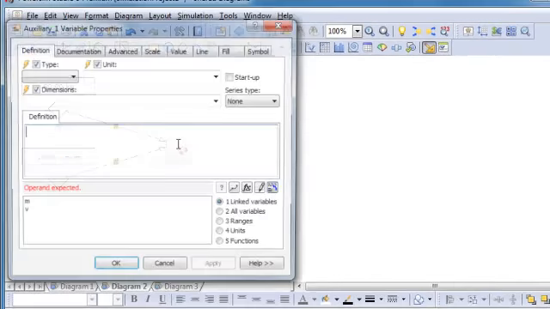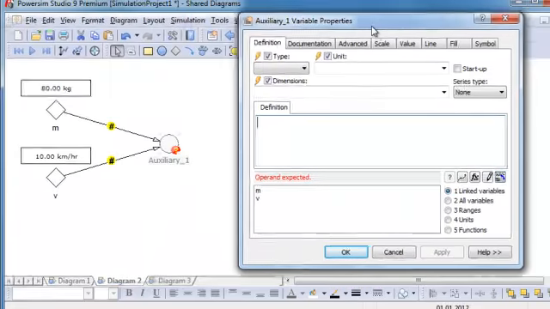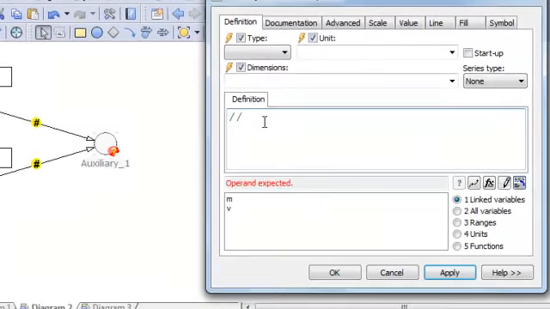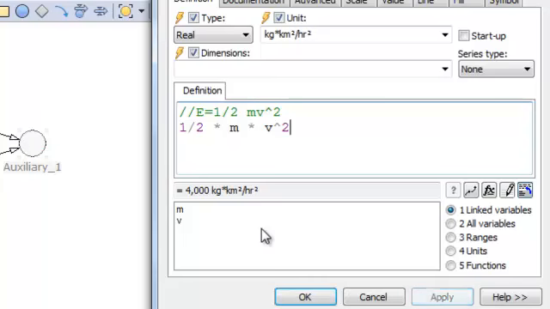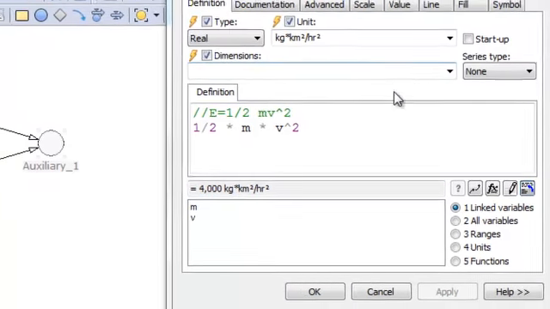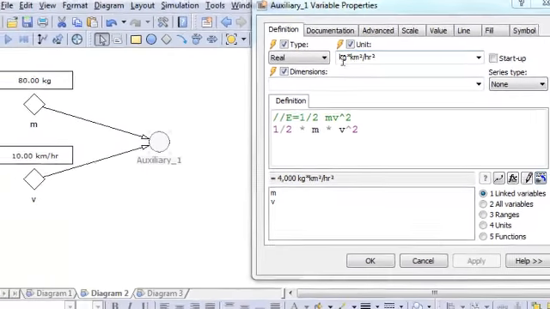As we all know, the energy is, I make a comment for my energy and I make the calculation underneath, like this. This is my calculation. But what unit do I get here? I get some strange unit. If we look at it, we may know it is correct. I don't want this strange unit. I want joule as my unit.